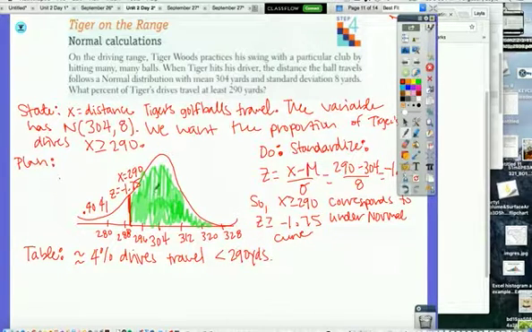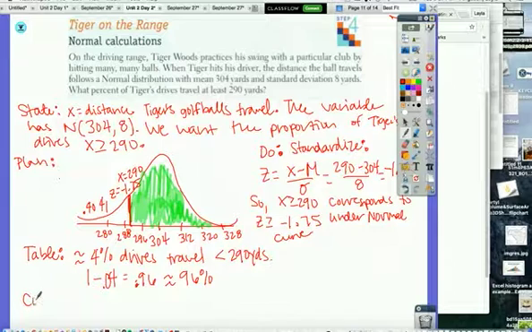If we wanted to find anything greater than or equal to 290 yards, what we would have to say is that the entire curve is 1. So we would say 1 minus 0.04, or 4%, and what we would get is 0.96, which is approximately 96%. So from here all the way over represents 96% of our observations.